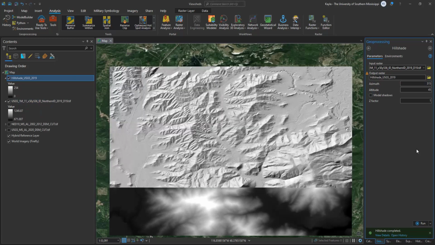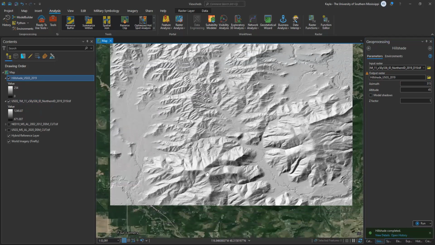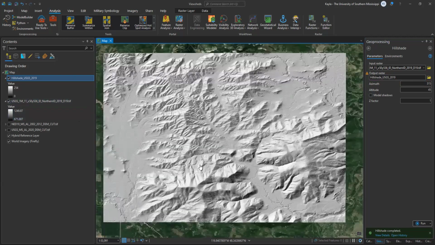So if we take a look at this, now we can see kind of what this might look like if we were actually on the ground here. So this looks a little bit more like what we would typically associate with an elevation compared to this one. This one we know is an elevation, but this one actually looks like an elevation.